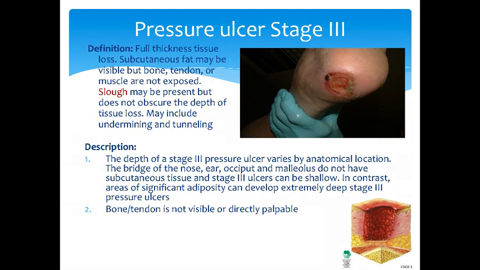Okay, so stage 3, we're getting a little bit deeper. Not always, but a lot of times on a stage 3 you may see some slough. Slough is just this thick, yucky looking stuff. It comes in many different colors. Sometimes it's yellow, sometimes it's brown. But if you see slough, that means you're now into the dermis, okay? So when this heals, this patient is going to have a scar, okay?